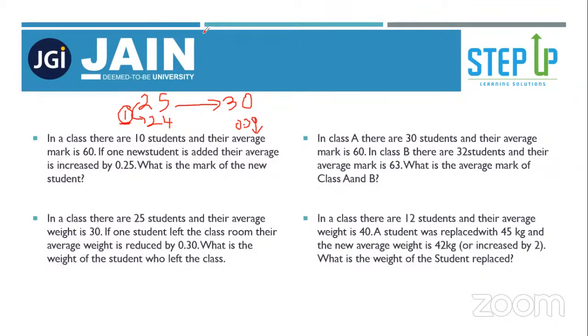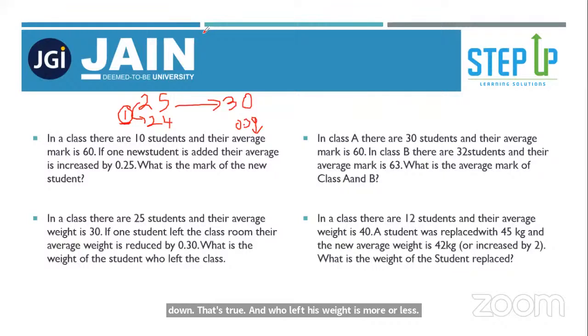Yes, I got only one answer. What about the rest? The question is so simple. 25 students, average is 30. 24 students, one student left, so the average is coming down. That student who left, his weight is more or less? Think and answer. 25 students, average is 30. When one student left, the average is coming down. That means the student who left, his weight is more or less.